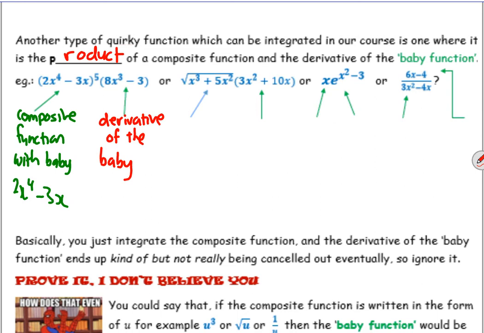How is that the derivative of the baby? Ah, here's the baby. What's the derivative of it? 8x cubed, minus 3, yeah.